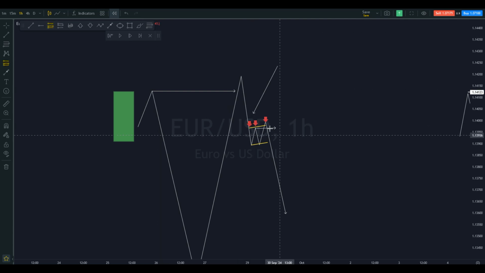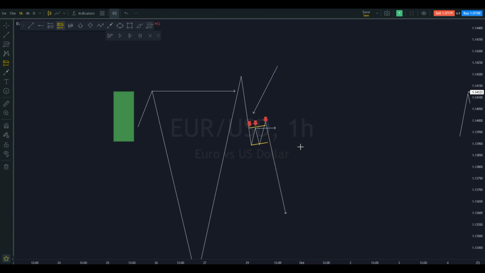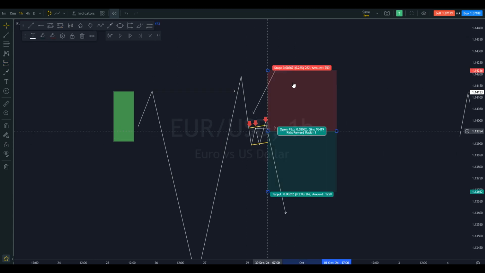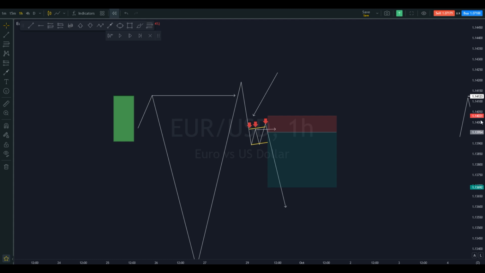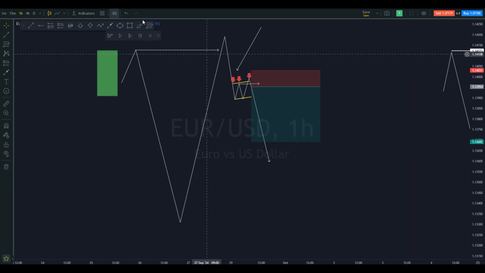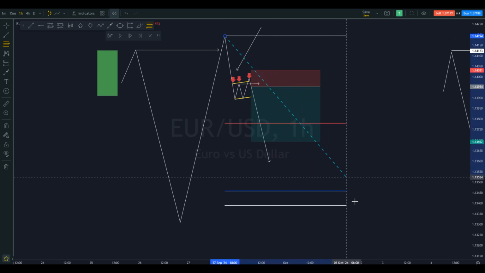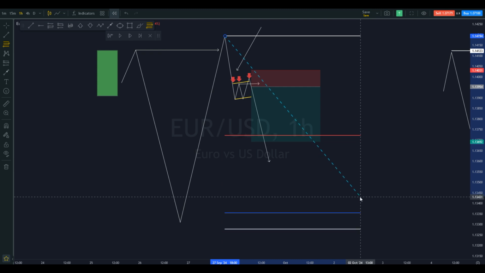We enter with our sell positions right here, when price closes below our takeouts. And then our targets will be our 90% rule, using the retracement tool. We mark from the highest to the lowest level we have right here.